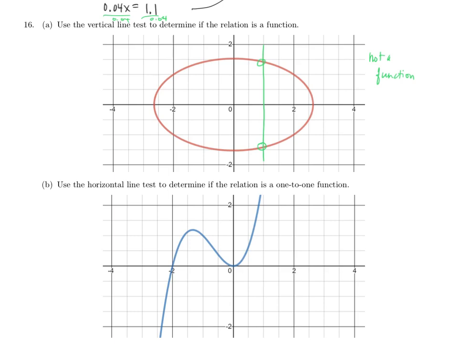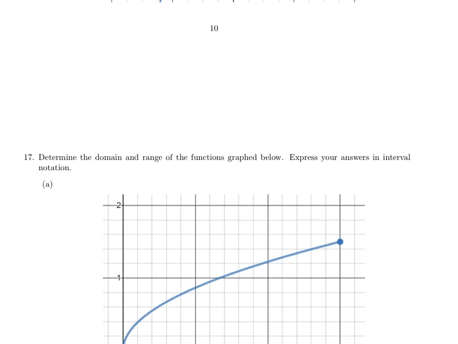Part B, use the horizontal line test to determine if a relation is 1-to-1. Horizontal line test, so it's kind of telling you what to do here, right? Here you're going to draw a horizontal line, and if the horizontal line passes through more than once, it's not 1-to-1. So this is not 1-to-1. Okay? So simple enough.